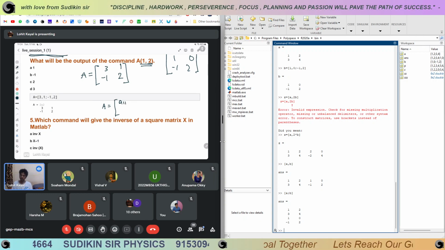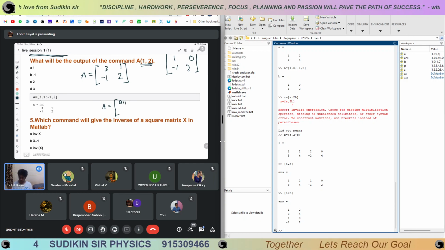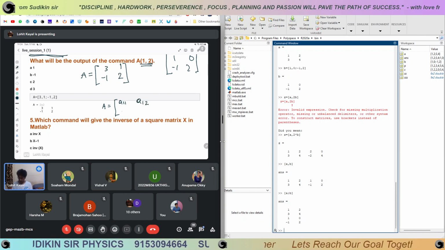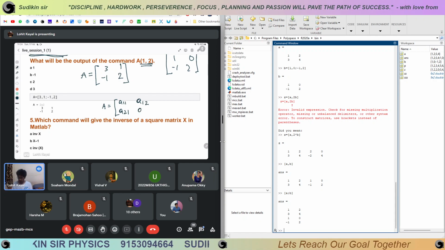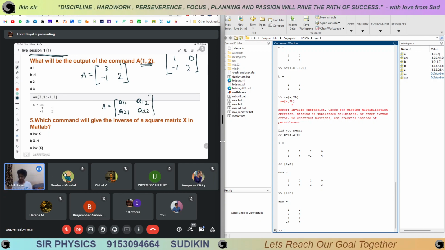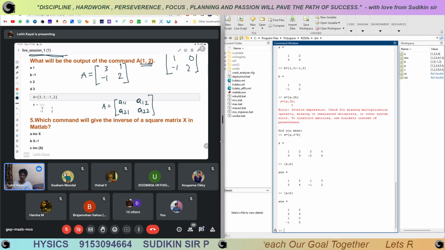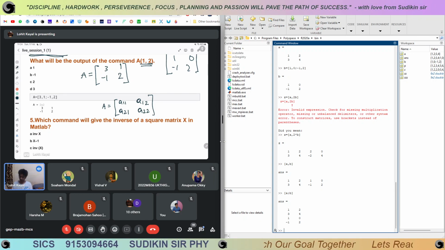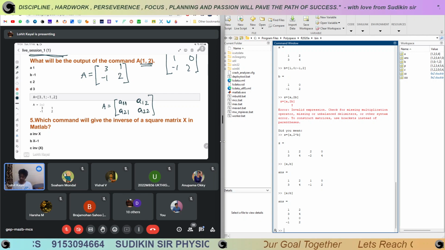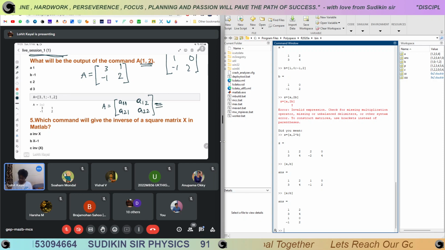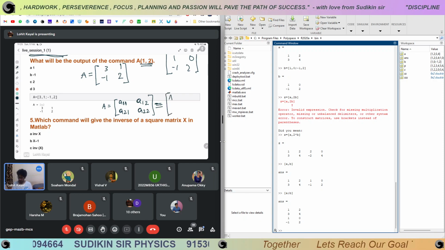A1 1. This is from our school level mathematics. This is first row first column, this is first row second column, this is second row first column, this is second row second column: A11, A12, A21, A22. Now in MATLAB you cannot write it like this. This subscript thing doesn't work there. In terms of MATLAB it will look like this.